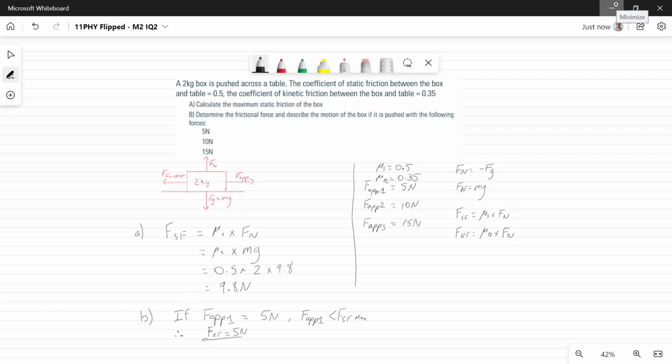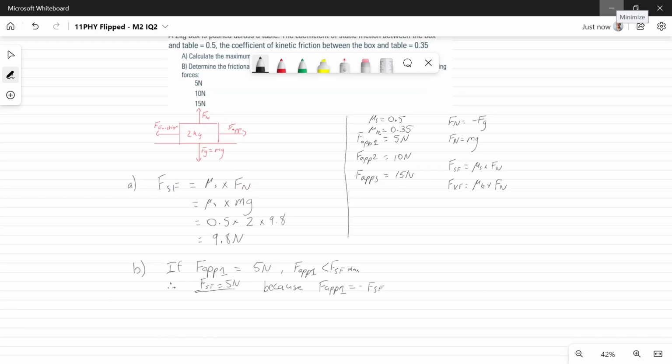And we know that because the static friction is going to essentially match the applied force here. And we know that's going to be the case according to Newton's third law, which says that those two forces are going to be equal in magnitude but opposite in direction. Continuing on with B, the next applied force is going to be 10 newtons in size. So let's have a look at what's going to happen in that scenario.